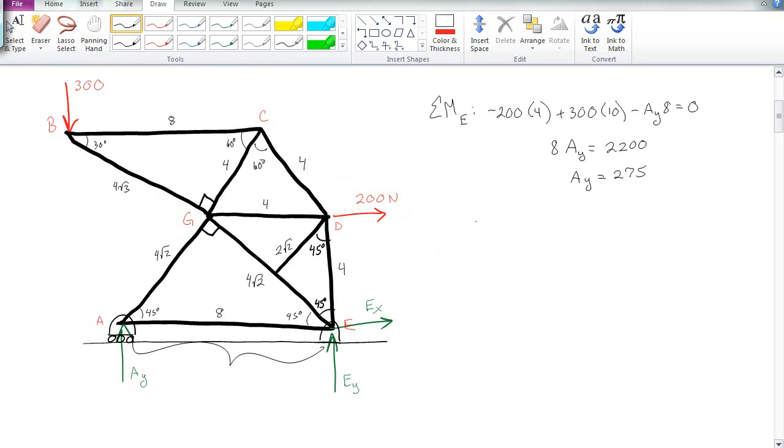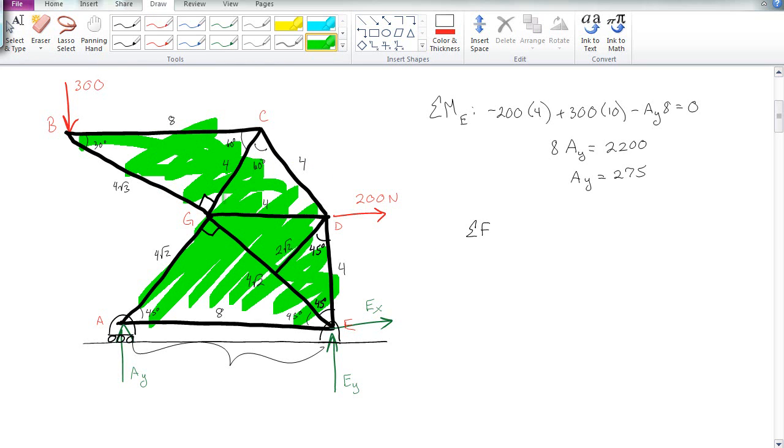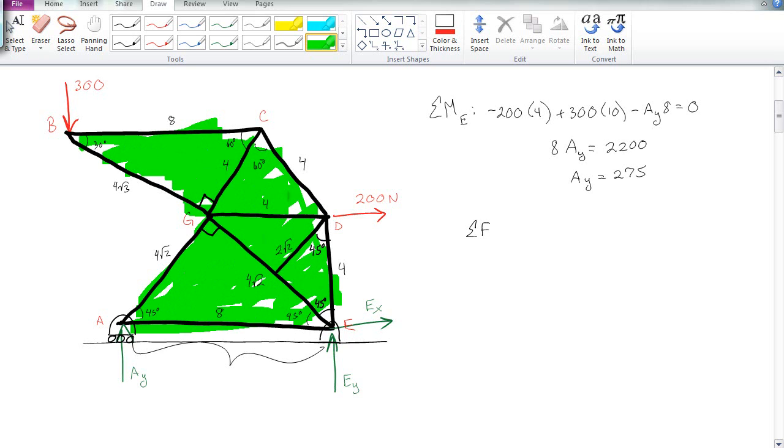Yay, math. Okay. And then I can sum the forces of the whole system. So again, what I'm looking at is this whole giant system. Because I can do that, because statics says that I can look at the entire thing or I can look at parts of things. So I'm going to look at the entire thing. So the sum of the forces in the x direction is just E sub x and 200. So that means E sub x is negative 200.